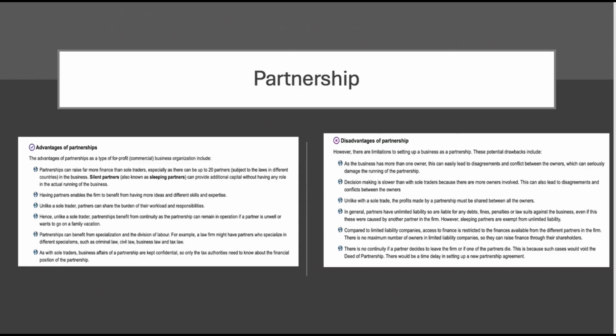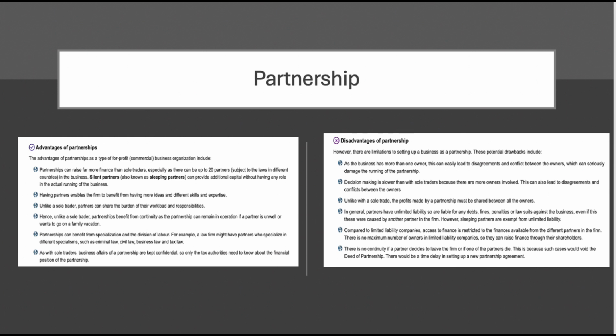Now, the second business type is a partnership. Partnerships are businesses owned by two or more people. The advantages of this are that you can raise more finance than sole traders, as obviously there's more people involved. You have more ideas and skills coming into the business. You can share the workload and benefit from specialization, as different people can do what they're best at. You obviously have continuity because there's a large amount of people running the business, but you still keep that privacy and you don't have to release statements to the public.